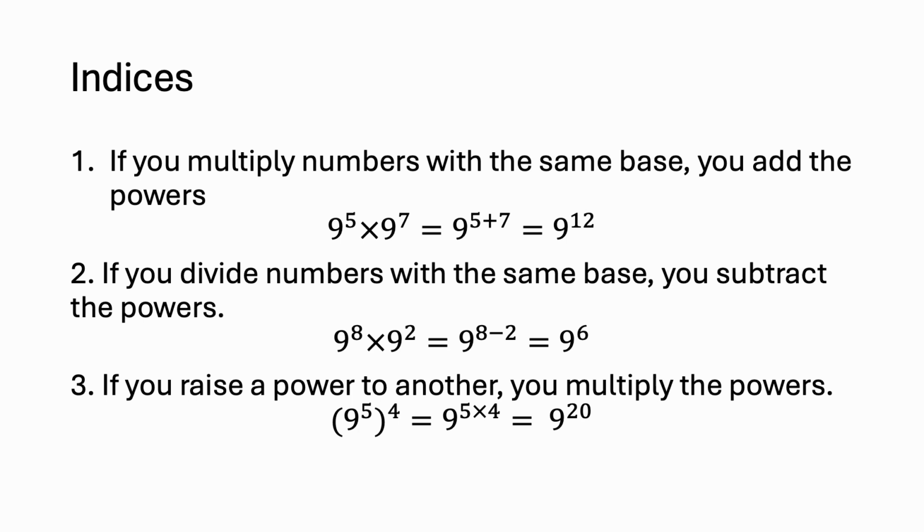Similar thing with dividing. If you have numbers of the same base, you subtract the powers. And then when you have your brackets, so here you have 9 to the power of 5 in brackets, and then you have to the power of 4 on the outside. So we call that raising a power to another. So essentially, whenever you see the brackets, you multiply the powers together. So you do 5 times 4, which is 20.